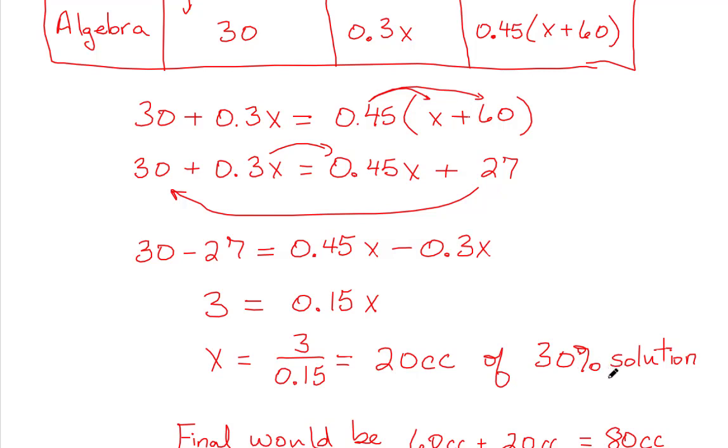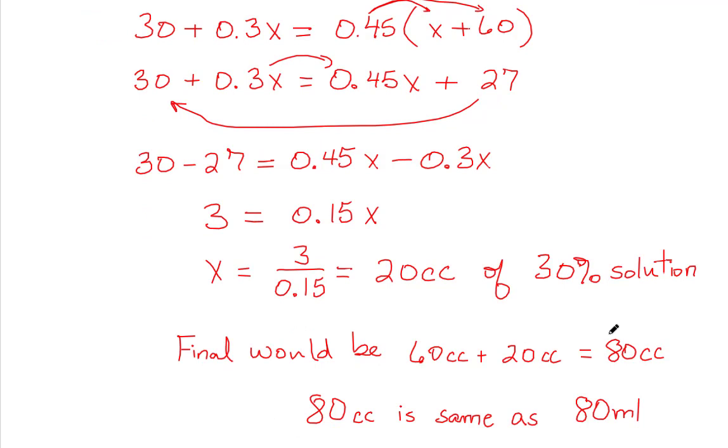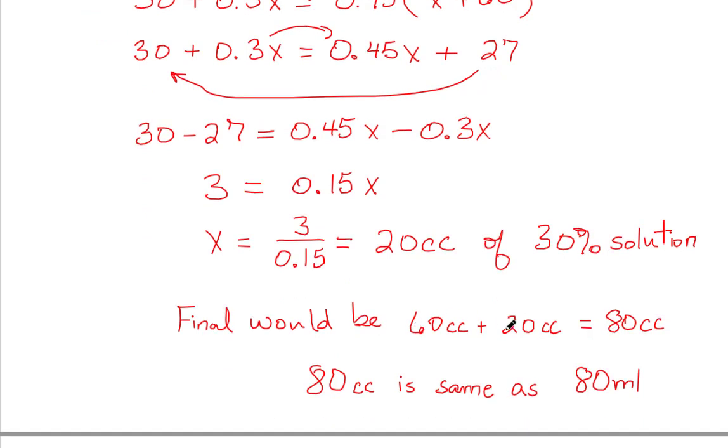So how much would I get in the end? Well, we had 60. I'm adding 20 we just found. So my final amount would be 80 cc's. They didn't ask us that, but it's good to know that. Also, on a side note, when you hear the word cc's, that's if you look at a shot. And 80 cc's is the same in chemistry terms as 80 milliliters.